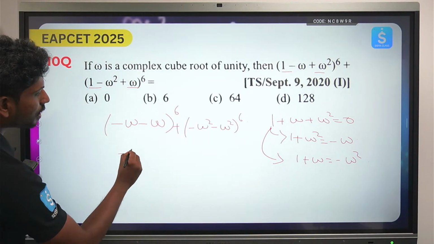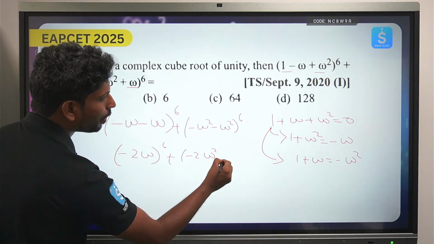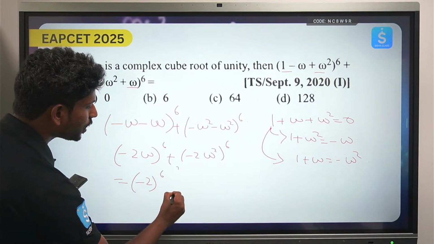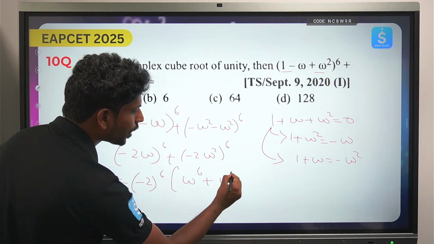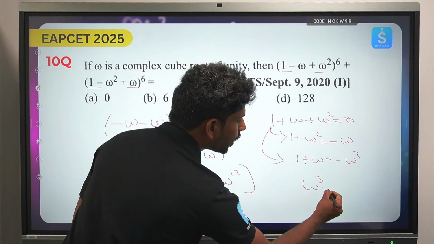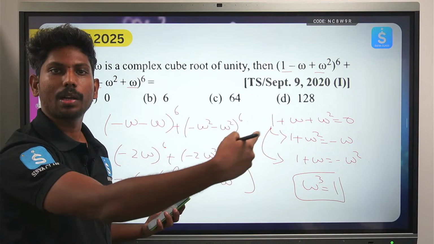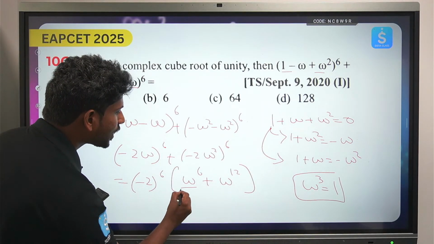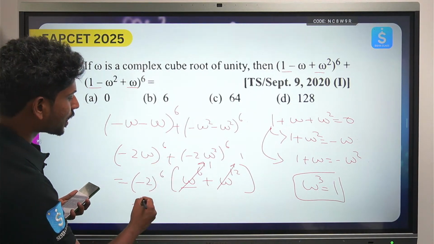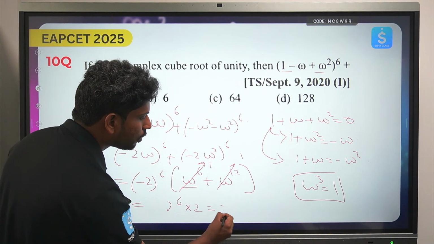So this I can write as minus 2 omega power 6 plus minus 2 omega square power 6. Here I can take minus 2 power 6 common. So that will become omega power 6 plus omega power 12. What is the value of omega cube? 1. So anything that is a multiple of 3 is again equal to 1. So from here I can say this value is 1 and this value is 1. So this will become minus 2 to the power 6. It's an even number, so it will become 2 power 6 into 2, which is 2 power 7.